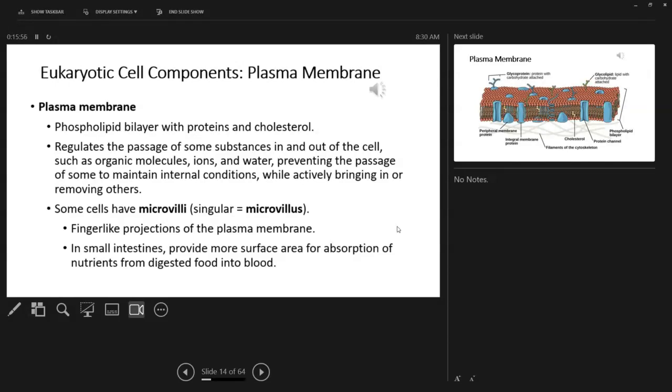These microvilli, they are little finger-like projections like this on the surface of these cells. And that's just for increasing the surface area for absorbing nutrients from the digested food.